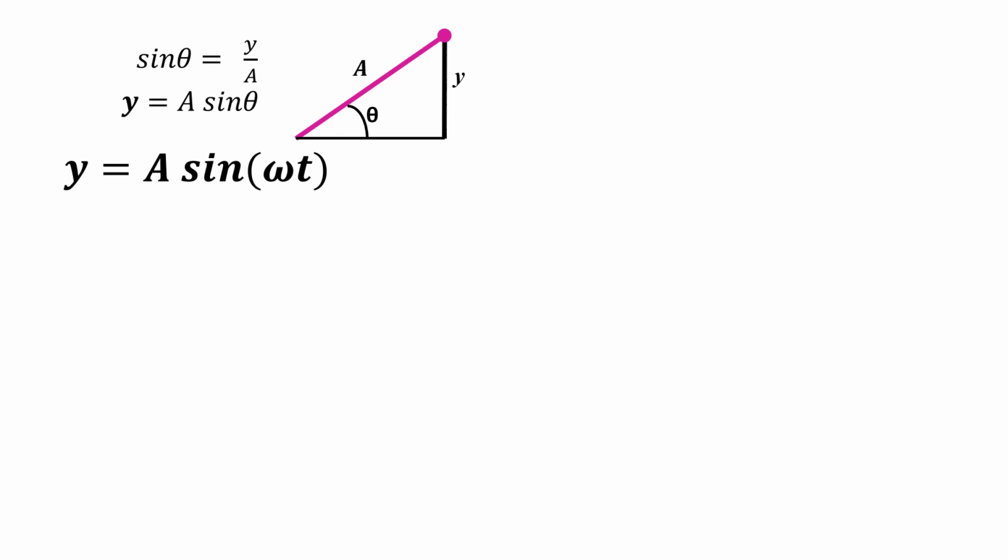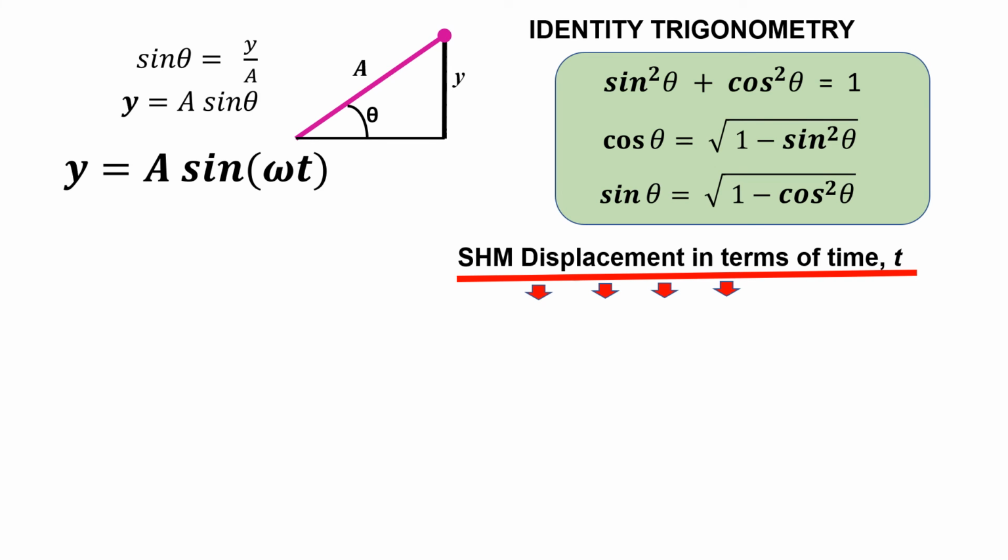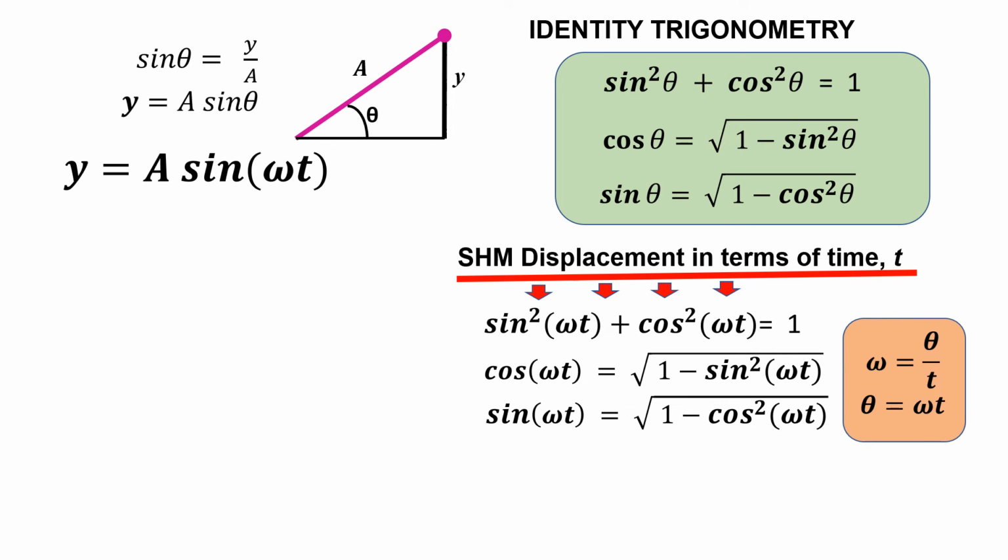Disebabkan theta bergerak mengikut masa, theta in terms of t, kita boleh rewrite y is equal to A sin omega t. Dan menggunakan identity trigonometry, kita akan dapati simple harmonic motion displacement in terms of time t. Kita tukar theta kepada omega t, sebab kita nak displacement in terms of time.